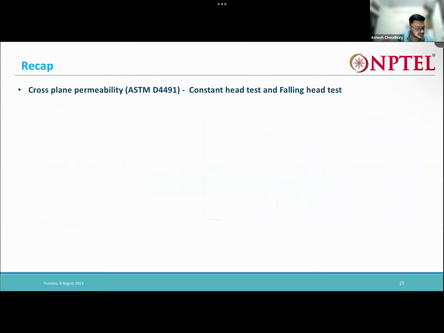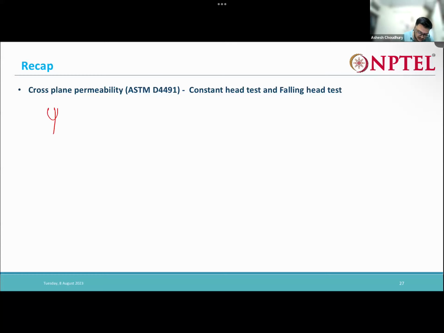Okay, done. Next is our cross plane permeability. The cross plane permeability means what? This is the geotextile, and the flow is occurring through it like this, right? So this is the cross plane permeability. It can be determined by the constant head test and the falling head test.